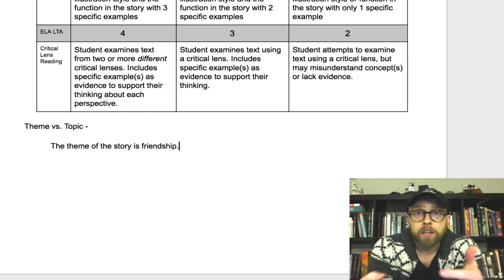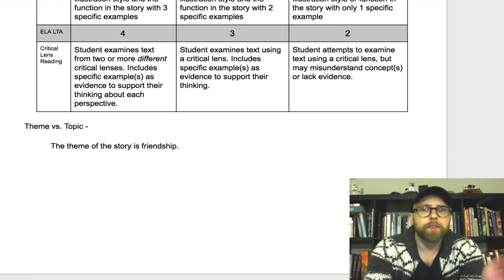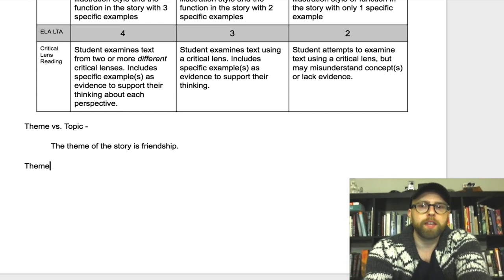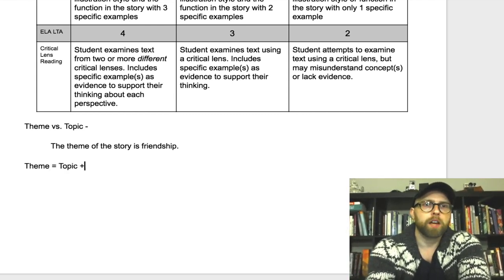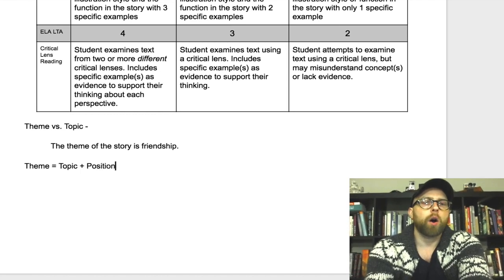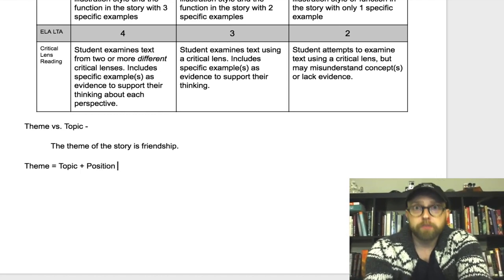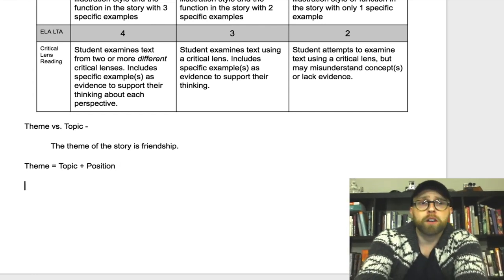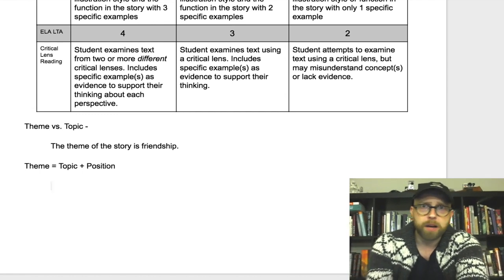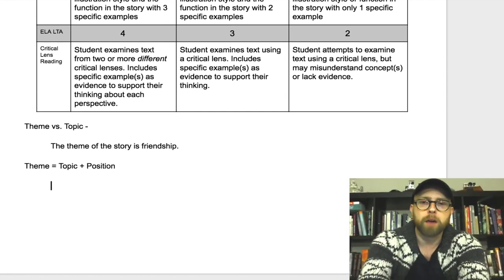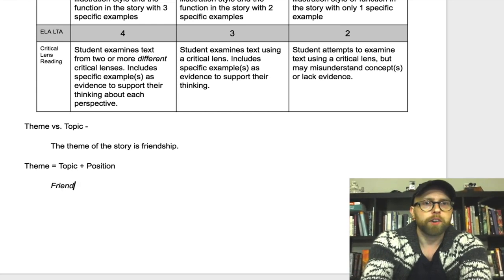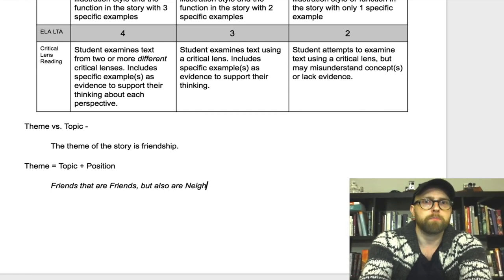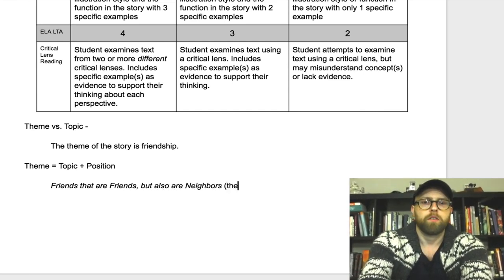Friendship is a noun, and at best it is a topic, a subject of your story. Theme has other elements in it. So a theme is going to equal a topic plus a position. So the author's sort of perspective, their position, what they're trying to say about that topic. So instead, a better one for that hypothetical story about neighbors being friends, let's call that book Friends That Are Friends but Also Are Neighbors, the book.